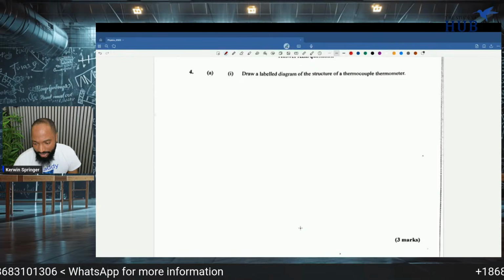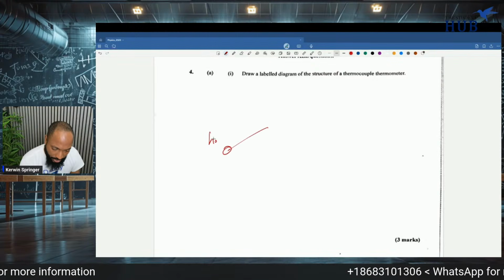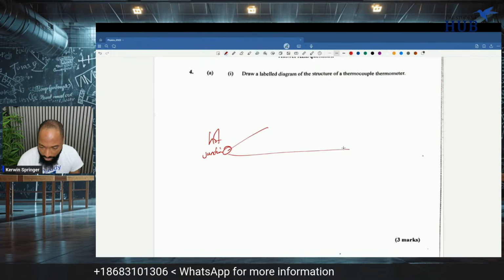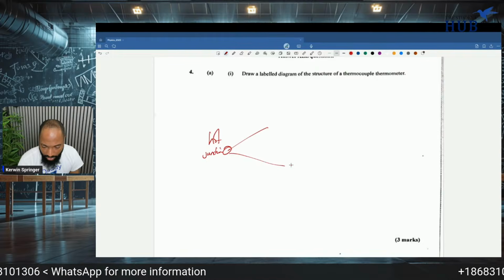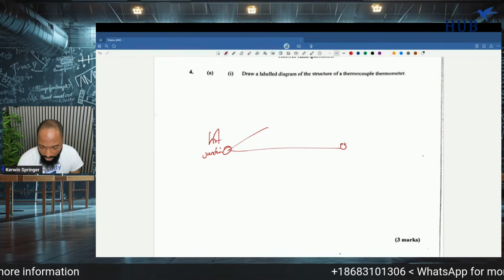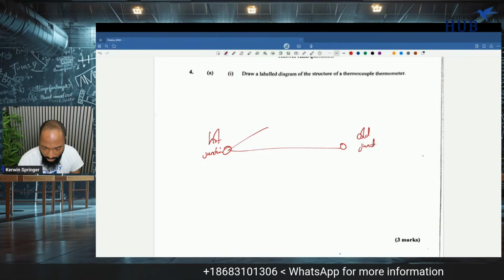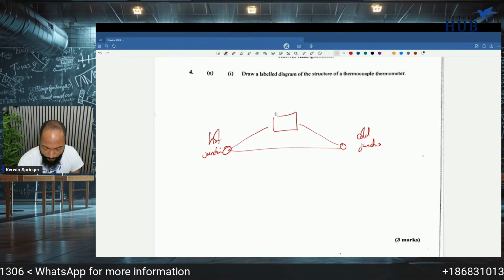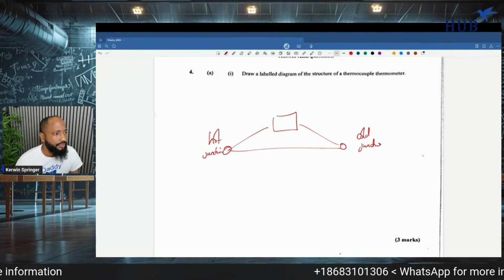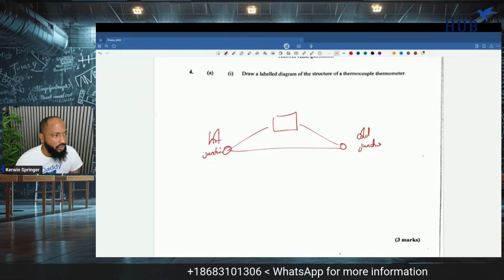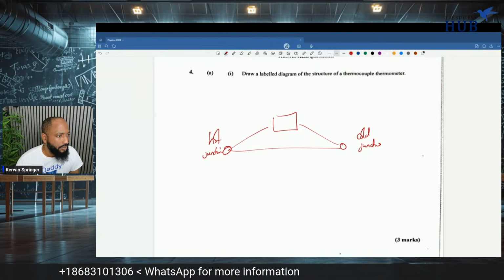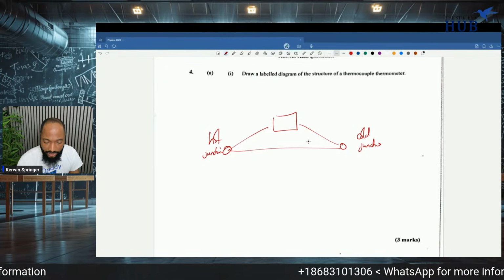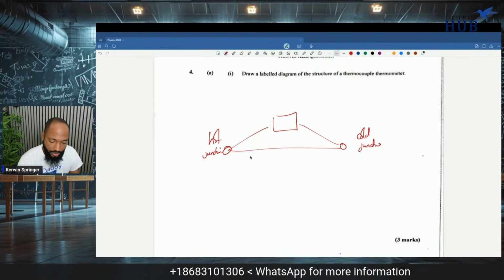Draw a labelled diagram of a thermocouple. It has a hot junction, and going towards a cold junction. And this has some kind of reader here, a voltmeter. The hot junction is where it goes in the heat source. I need to show that these two wires are not the same. Different metal.